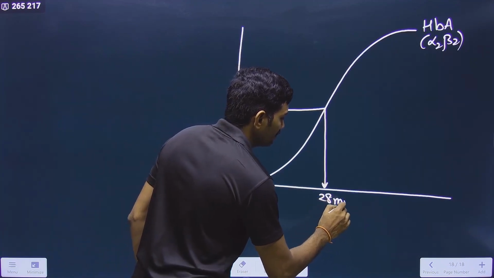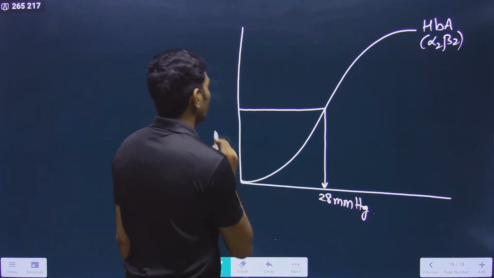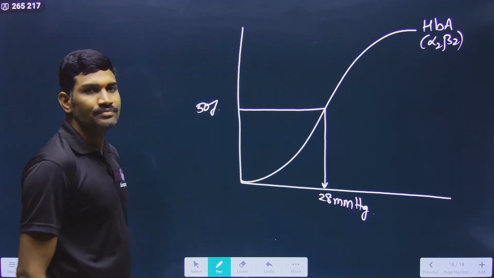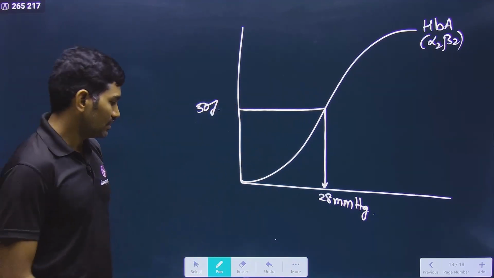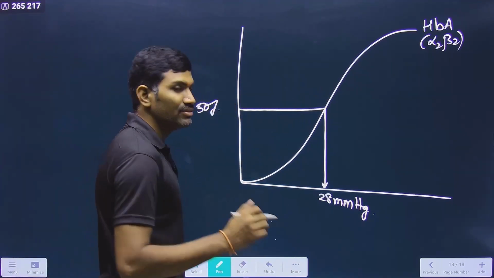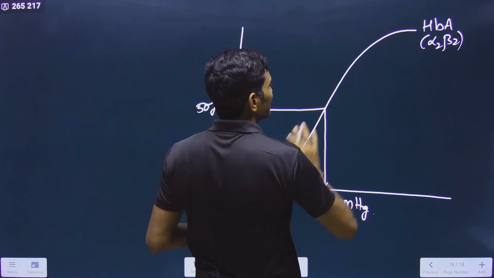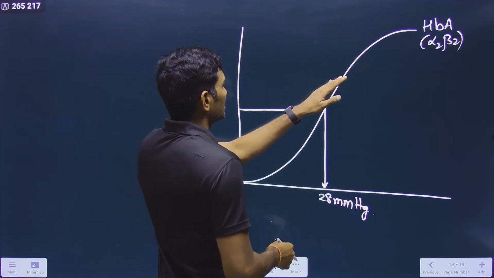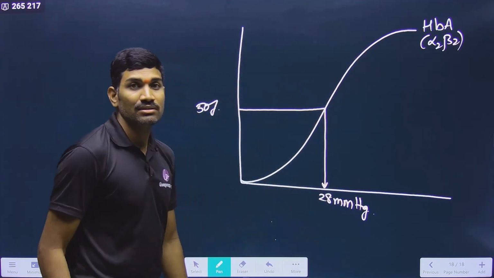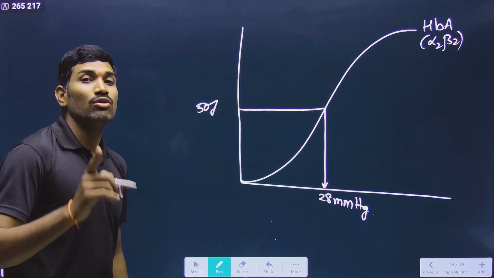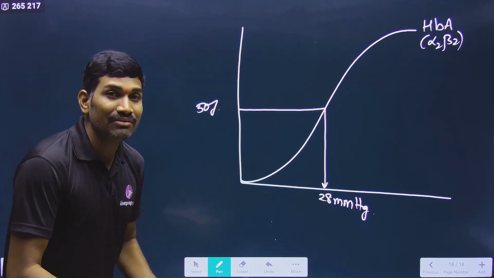For 50% saturation it requires, suppose, 28 mmHg. This is the 50% saturation. This is the normal hemoglobin. But for fetal hemoglobin, on which side will you get it? Will it exactly overlap with this? Or is it coming on the left side or going to the right side? Please remember, fetal hemoglobin has more binding affinity.